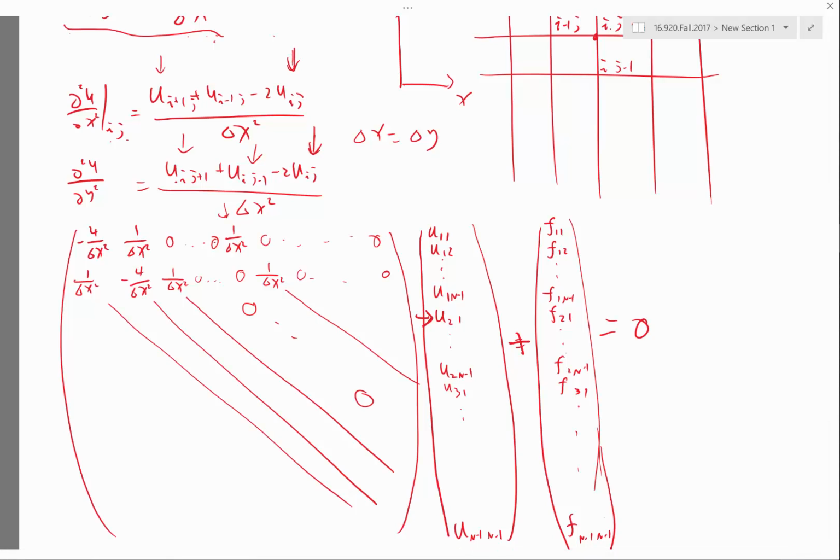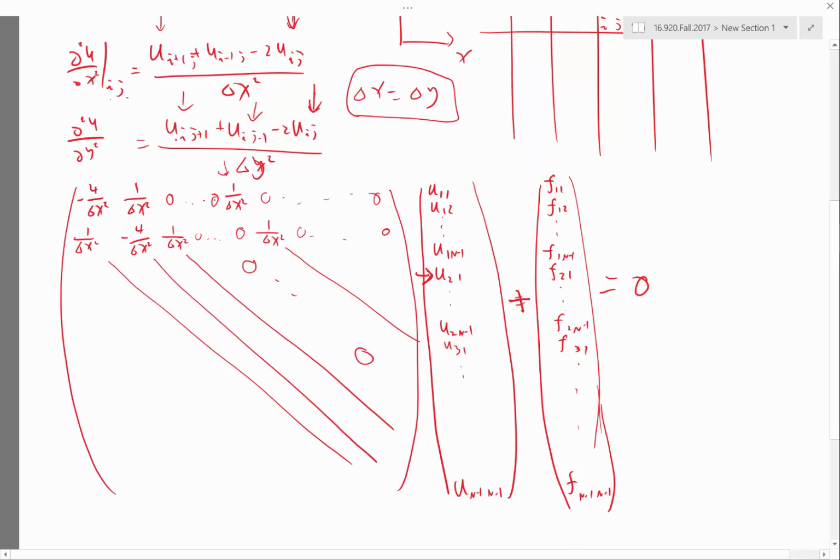Yes? It should be delta y squared. Yeah, but if I assume delta x is equal to delta y, then it's the same, right? If you have, like in your project, it's going to be more complicated. The diagonal is going to be minus 2 over delta x squared minus 2 over delta y squared. So you're going to be doing something more complicated.